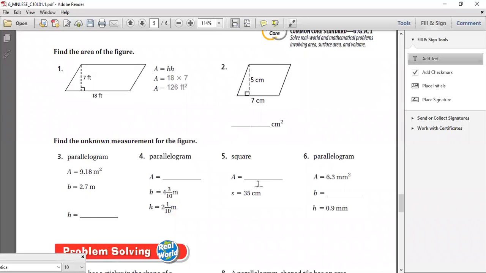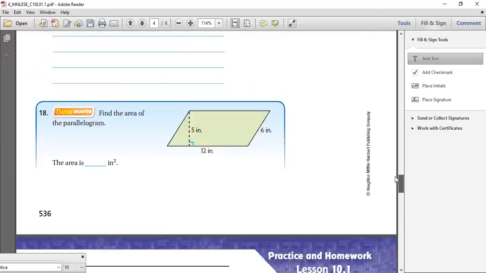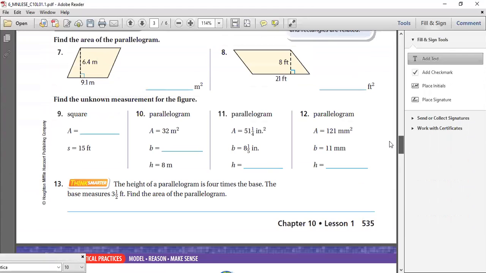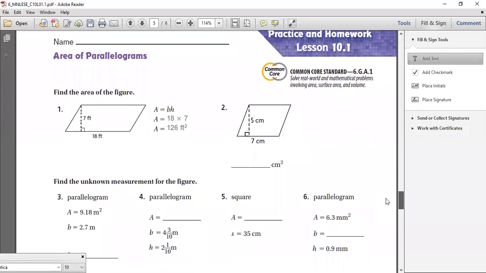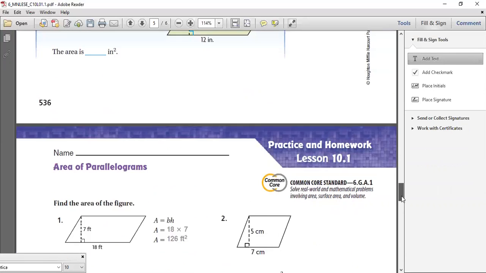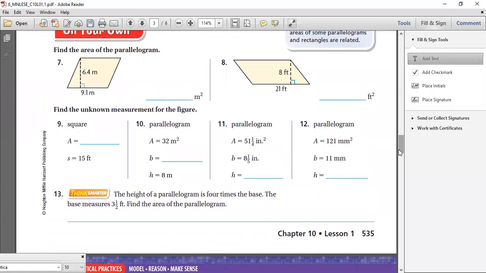4 and 5. Listen to me carefully. Question 2, 4 and 5 from page 537, and question number 7 and 8 from page 535. So that means you have 1, 2 and 3, 4, 5 questions. So you have 5 questions to be done as homework. It's not difficult at all. And do not use your calculators. That's the most important thing.